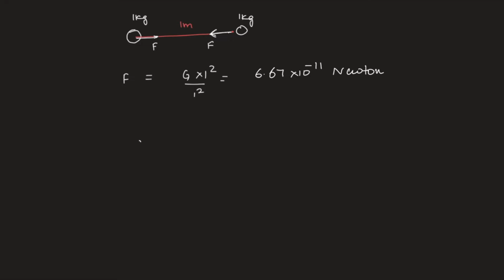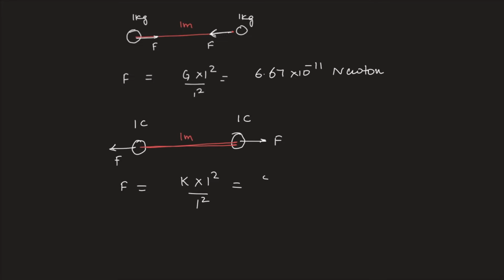Now on the other hand, if I take two charges, maybe 1 coulomb and 1 coulomb each, both being positive, separated by a distance of 1 meter, there will actually be a repulsive force between them since both charges are positive, but the magnitude of the repulsive force is going to be k into 1 squared by 1 squared, and that will be 9 into 10 to the power of 9 Newton.